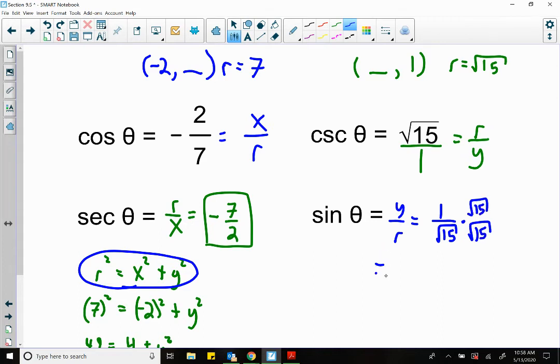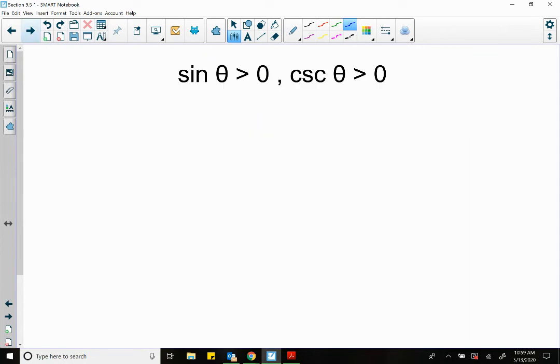So your true answer on top is the square root of 15. And on bottom, remember, when you multiply two radicals that are the same, the radical just disappears. So that is the sine value that they are after: square root of 15 over 15. Not too bad. Pretty straightforward. So let's take a look at what's next.